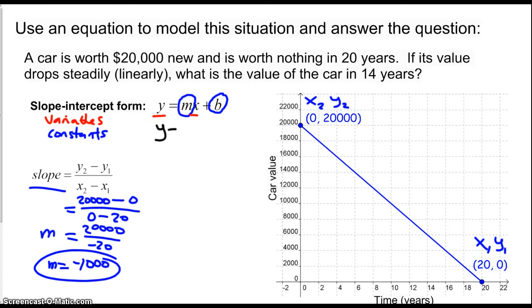So I can start writing it out. Let's write as much as I know. I know that the m has to be negative 1,000. Okay. So at this point, I've replaced one of the constants, m. I now know what the number should be, but I've got one last constant left. I still need to know what the b is.